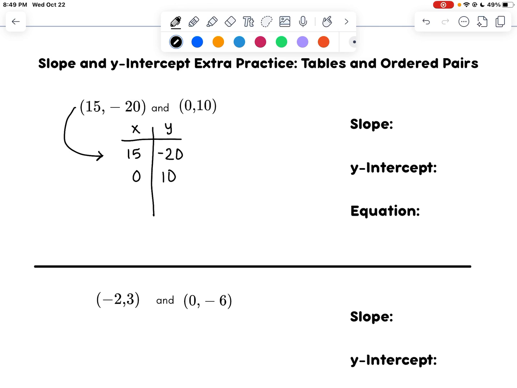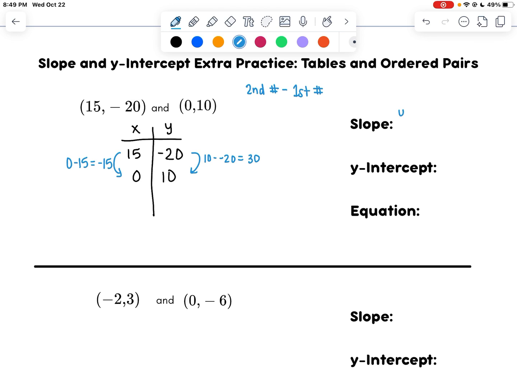Now that I have this table set up, I'm going to follow the same system I was doing with my other tables. I need to find my change on both sides. If I don't know, remember we can always do second number minus our first number. So if I can't figure out how do I get from 15 to 0, I could do 0 minus 15. That's going to give me negative 15. On my y side, I can do 10 minus negative 20. That's going to give me 30.